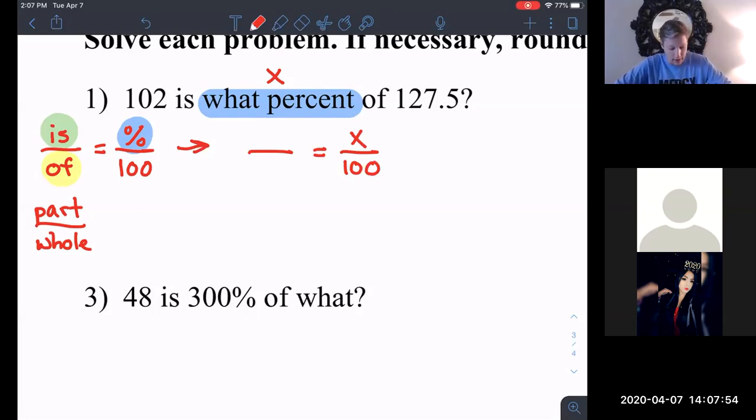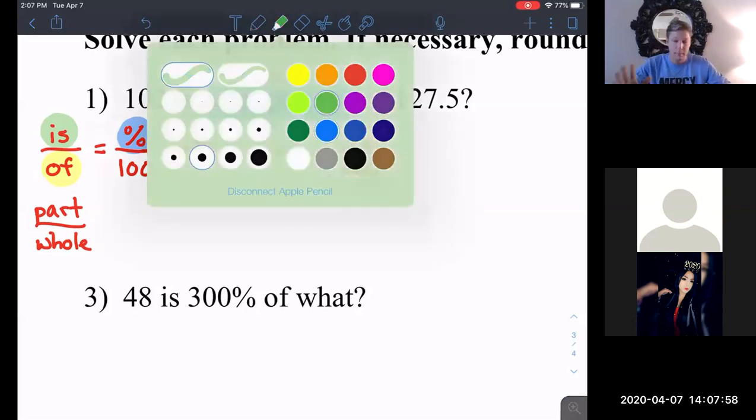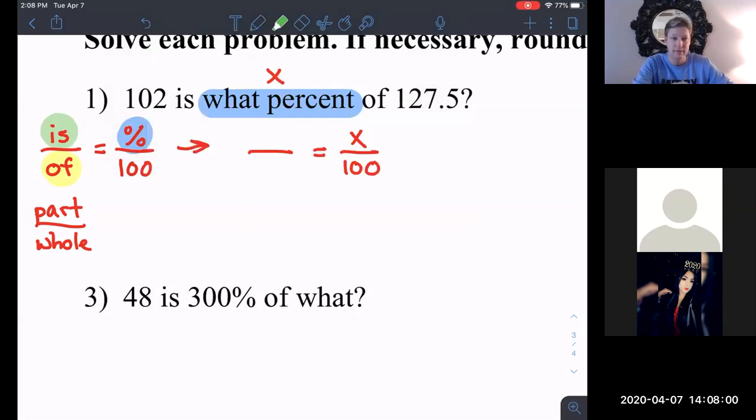Okay. All right, and now I'm going to use green to find the "is." So basically the reason that we put "is" at the top of the other fraction is because whatever number is closest to the word "is" in the problem, that's what goes there. So we're going to put 102 on top. And basically we're saying that we're trying to find the percentage that 102 is out of a total of 127.5. So we put the part on top and the whole thing on bottom.